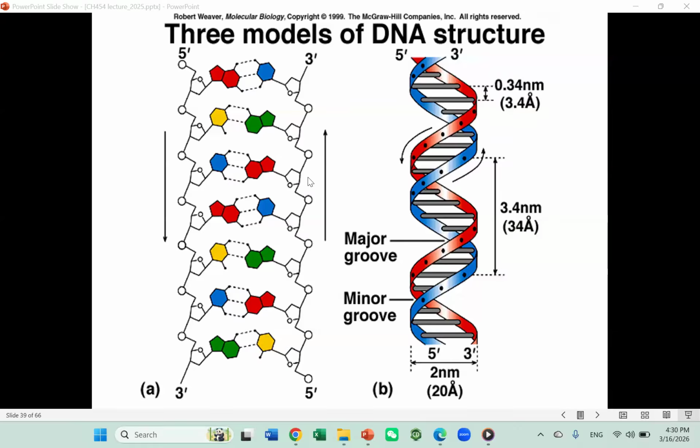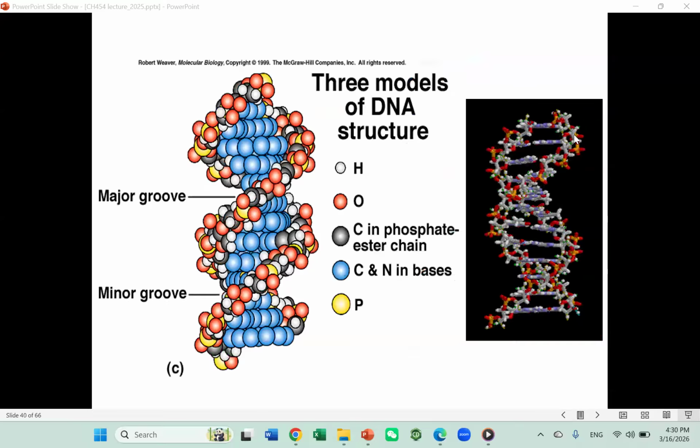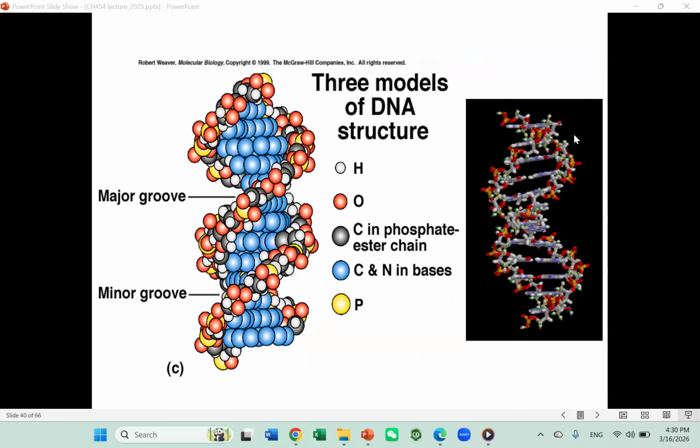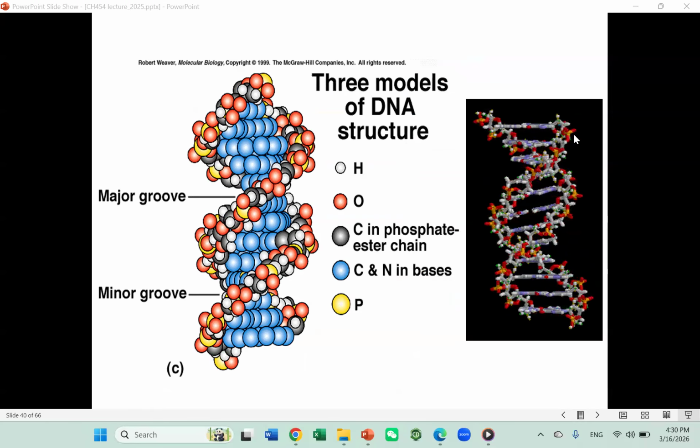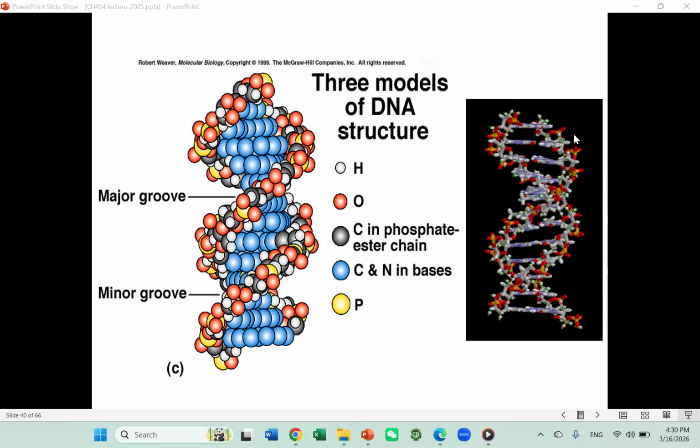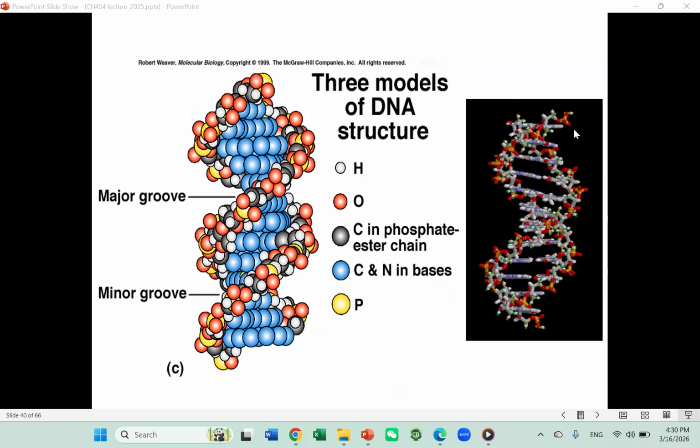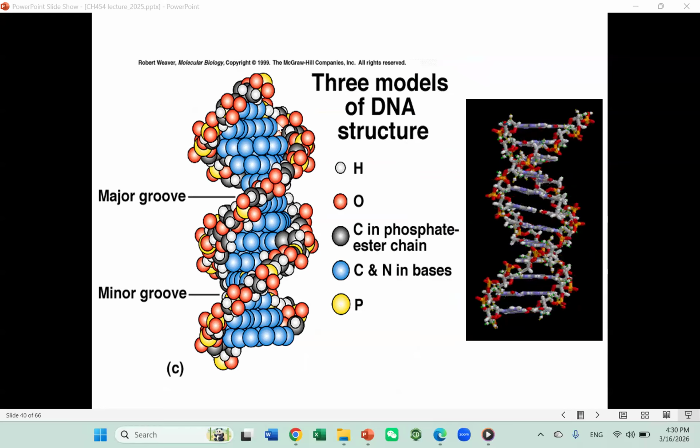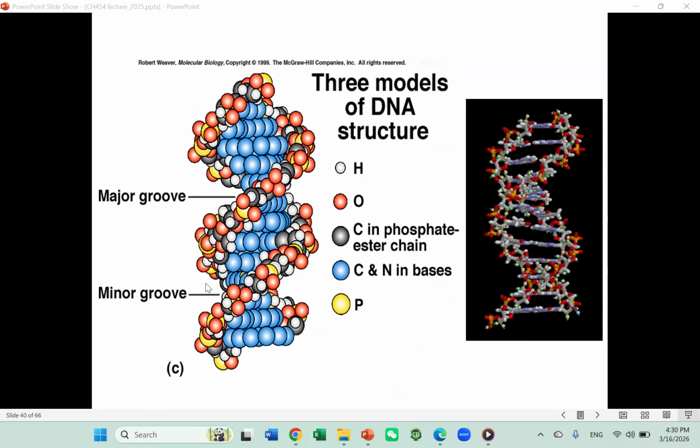All right, next, another model for DNA. This one is actually closer to the real structure of DNA. This one is called the space-filling model. And clearly you can also see the major groove and minor groove.